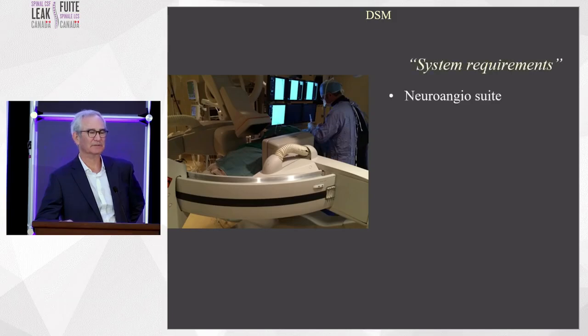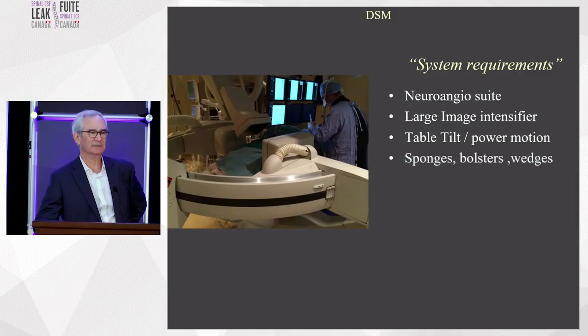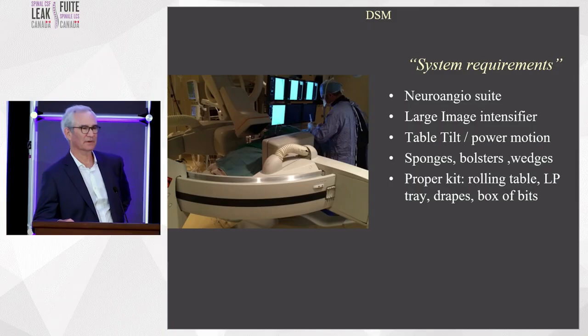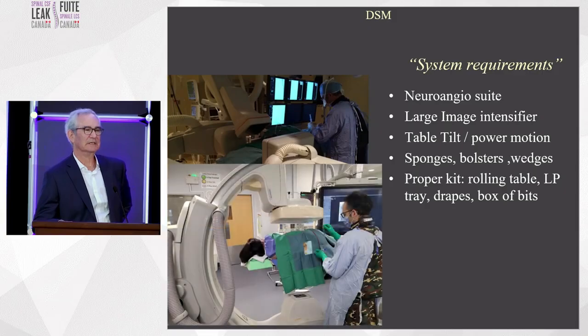The system requirements to do these things, obviously you need a very good angio suite that gives you a high rate of pictures for fast imaging and high quality, high spatial imaging. You need a large intensifier. Obviously, you want to be able to image a large portion of the spine. You need to be able to table tilt and to move it. Sponges, bolsters, wedges. You need a proper kit with all kinds of needles and markers and rulers, etc. You'll get all those things eventually figured out. We now do it in another room, and we only use one single plane. We have the largest intensifier in that plane, and we do our patients awake with just local anesthetic.